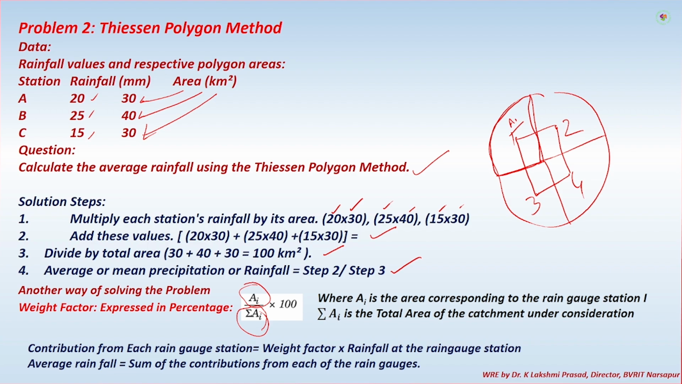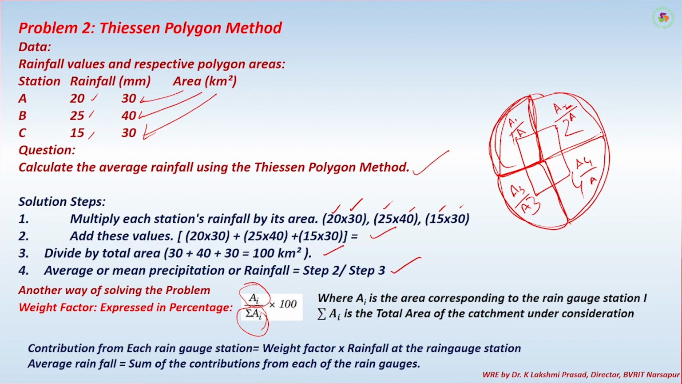A1 divided by the total area is what we call the weight factor for this area. Similarly, A2 divided by total area is the weight factor for this particular rain gauge. Similarly, A3 divided by total area is the weight factor for this area. Similarly, A4 divided by A is the weight factor for this.